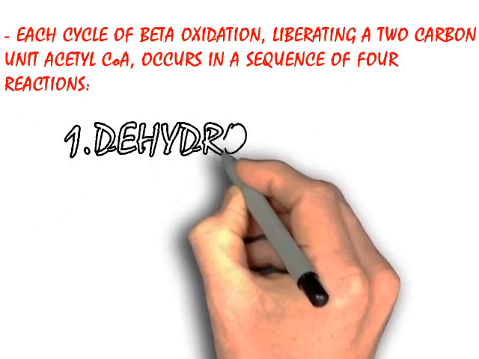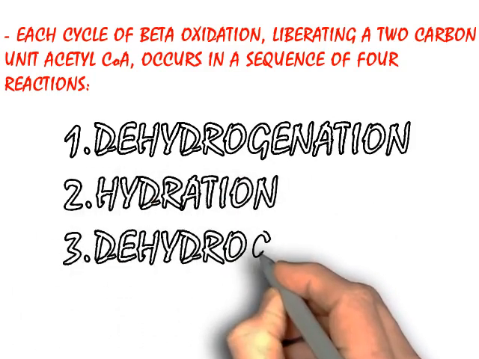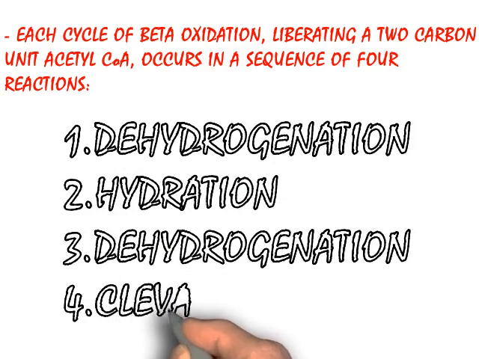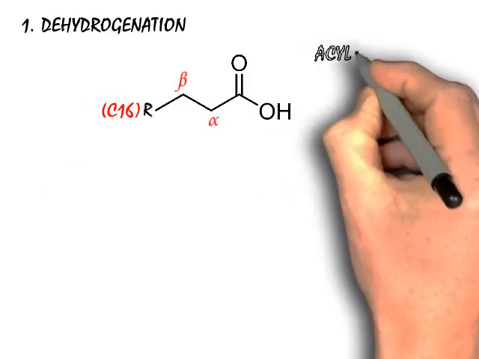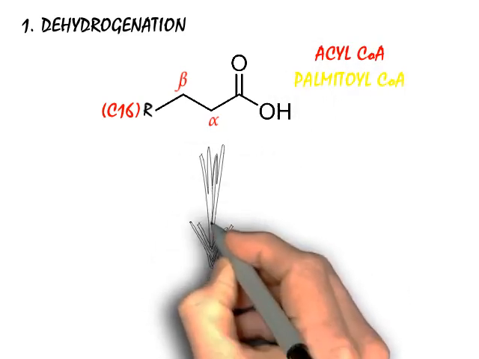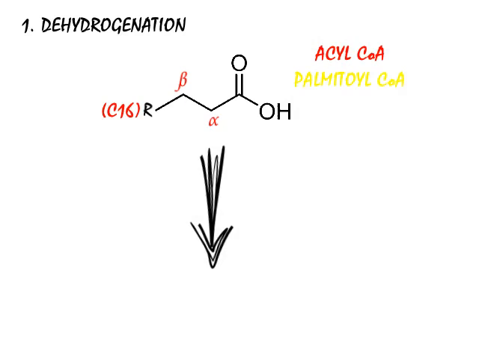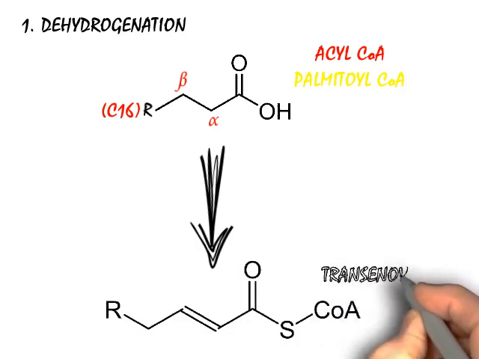That is, first is dehydrogenation, second is hydration, the third is dehydrogenation, and the fourth is cleavage or thiolysis. First we'll talk about the dehydrogenation reaction. In this reaction, we have acyl-CoA, and in this case, we have a 16 carbon length, that is palmitoyl-CoA. So it gets converted into trans-acyl-CoA by the help of an enzyme, that is acyl-CoA dehydrogenase.